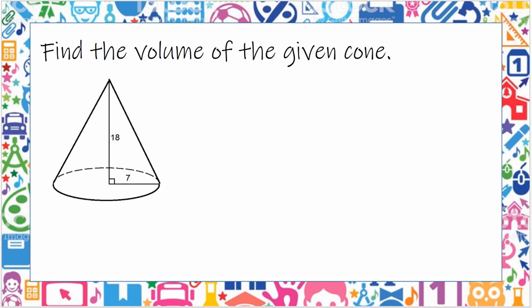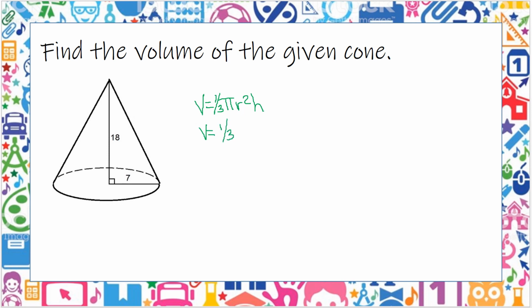Find the volume of the given cone. So we know the volume of a cylinder is pi r squared times the height. With a cone, you have to add in that 1/3 because it does not fill up as much of the volume as a cylinder does.